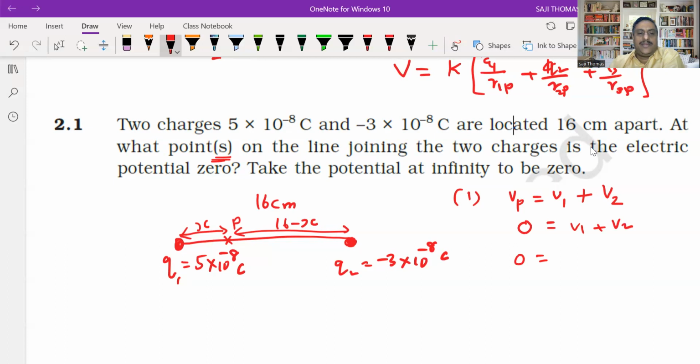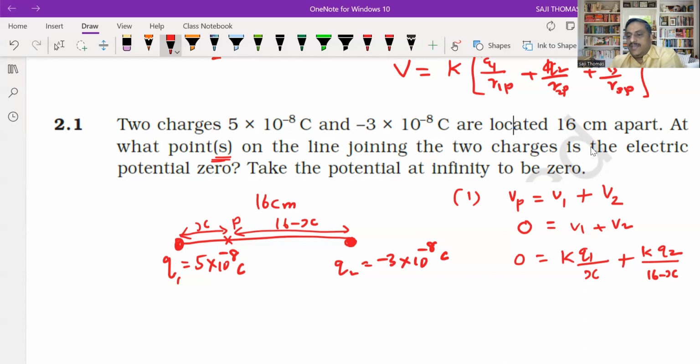What is V1? Potential at the point P due to the charge Q1. You know the equation, K Q1 by R. What is the distance from Q1 to P? You put as X. Plus V2. What is V2? Potential at the point P due to the charge Q2. So equation is K Q2. What is the distance from the point charge Q2 to the point P? 16 minus X. It is given at what points on the line joining the two charges is the electric potential 0. This potential is 0.